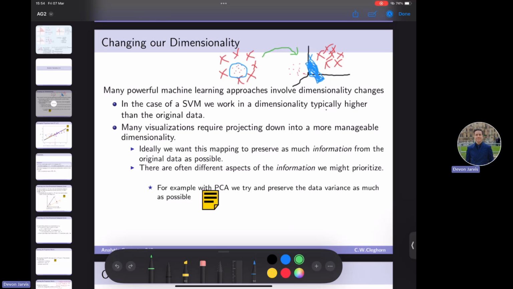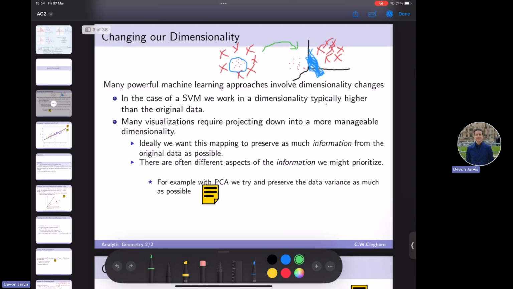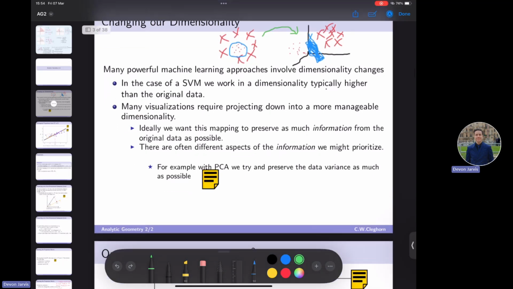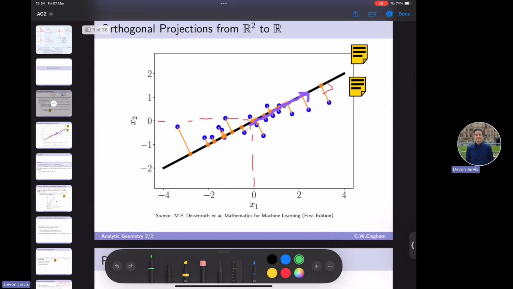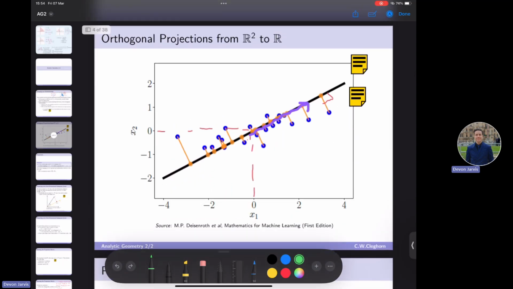Ideally you want this mapping to preserve as much information as possible. For example, principal component analysis does this using eigen decomposition, or singular value decomposition, depending on how you do it. We're going to go into that in the next couple of weeks. But today we're going to be going into orthogonal projection, where what we're trying to do is take all of these data points in blue here and find their closest point along the line.